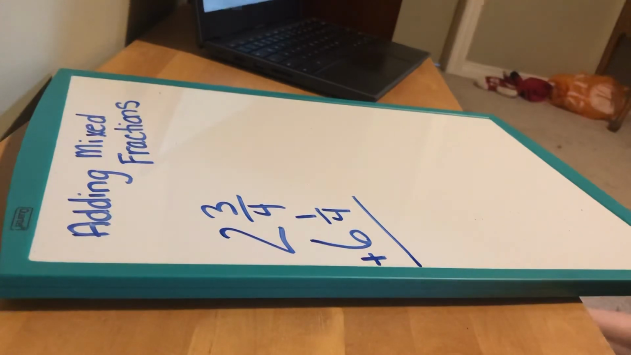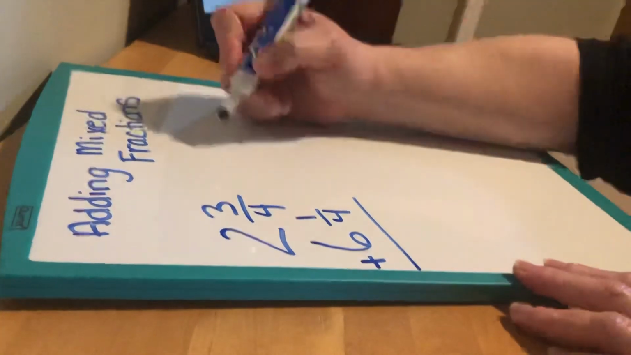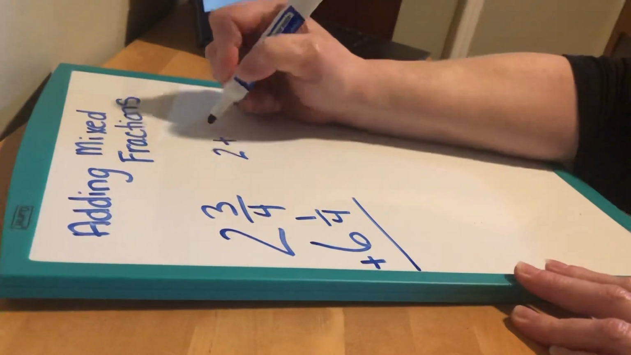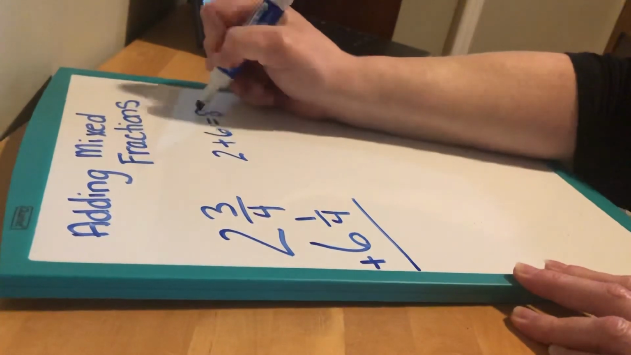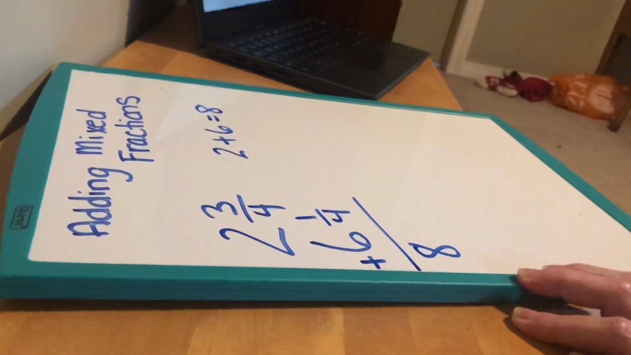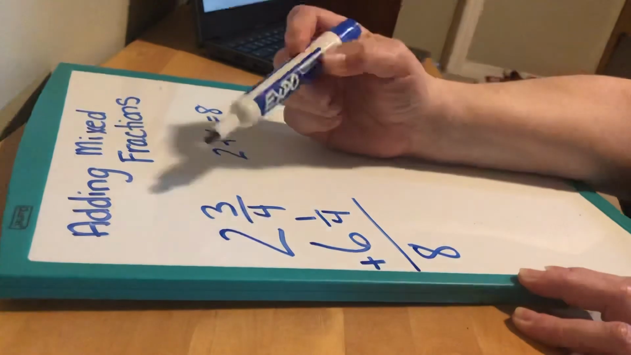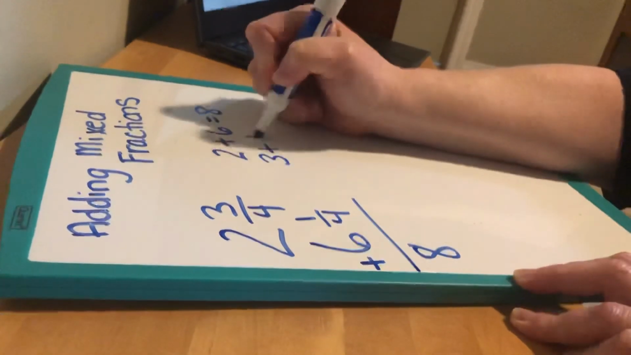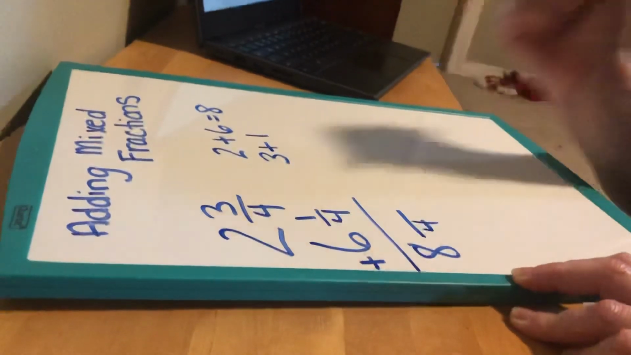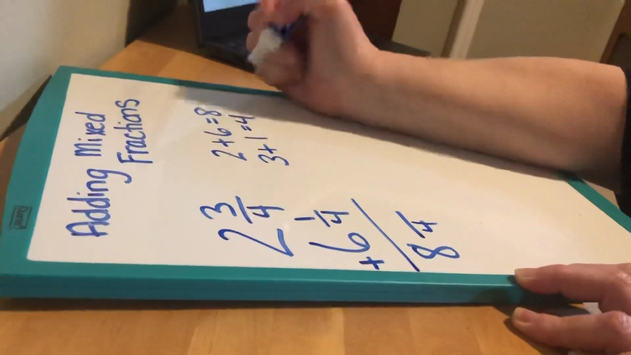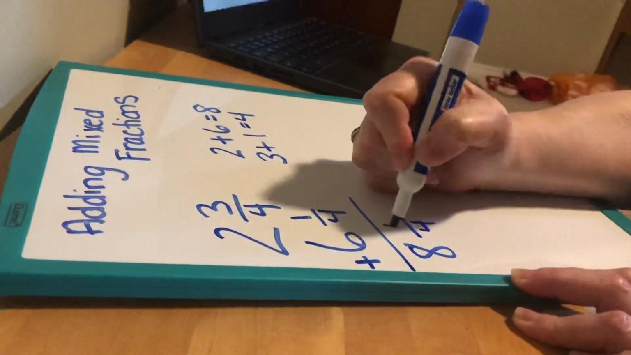So the first thing I'm going to do is I'm going to add my whole number. So I'm going to keep track of what I'm adding. 2 plus 6 equals 8. So I'm going to bring 8 down here. Now I'm going to add my fractions, or my numerators. 3 plus 1, because my denominator is going to be 4. 3 plus 1 are my numerators. I'm going to add them together and also get 4.